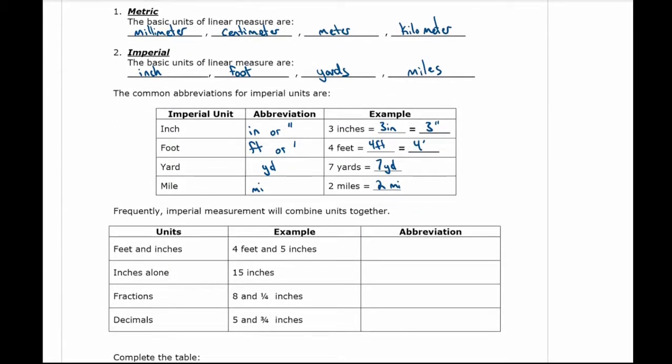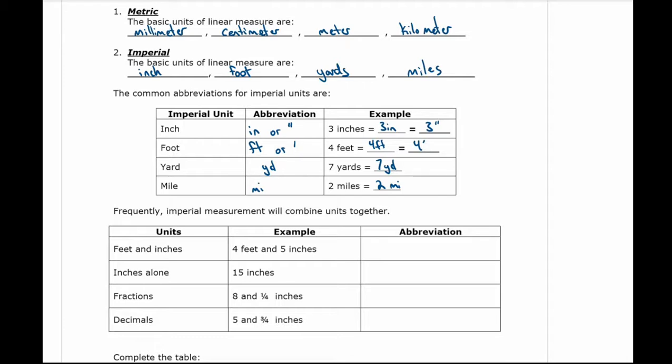Looking at the units, it helps to know the conversion between them. The nice thing about the metric system is that it was always in units of 10: 10 millimeters equals 1 centimeter, 100 centimeters equals a meter, 1,000 meters equals a kilometer. So it's always that unit of 10. For the imperial system, it's not quite that.